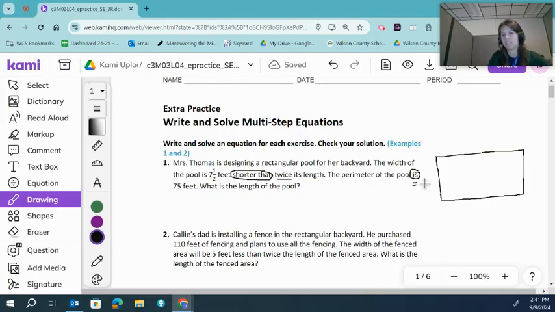Is represents my equal sign. It is 75 feet. It is equal to 75 feet. What is the length of the pool?